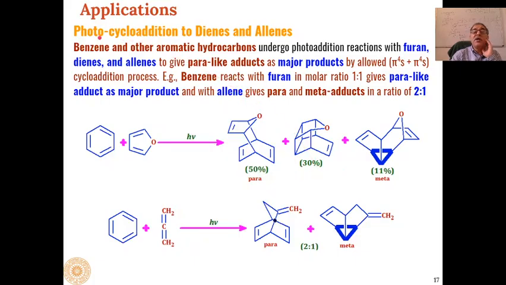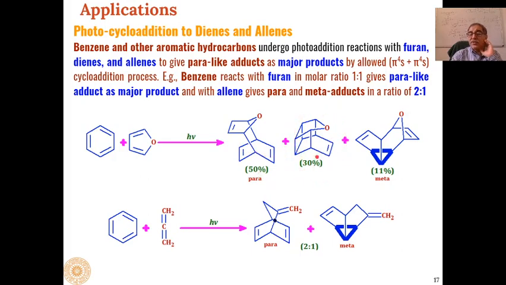Then similarly, photocycloaddition of dienes and allenes can also take place in a similar way as we have seen in other examples of alkenes. So benzene, when this is reacted with furan, we will get different types of product formation. Para product will be formed in major amount, 50%, and then this para product can undergo further cyclization at this point, and one electron from here and one electron from here will form a bond like this. Then one electron from here, one electron from here will form a bond like this, and we will get this type of adduct formation.